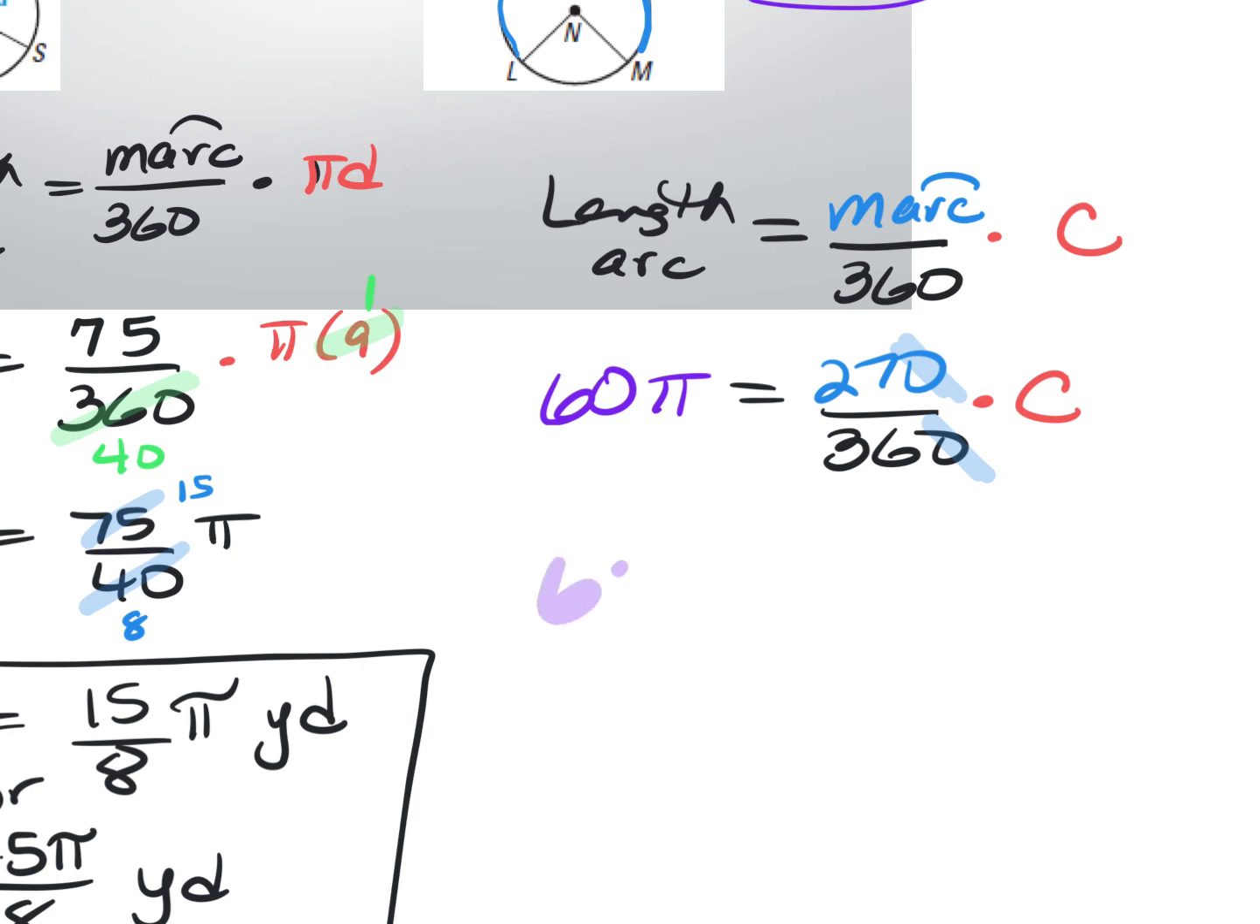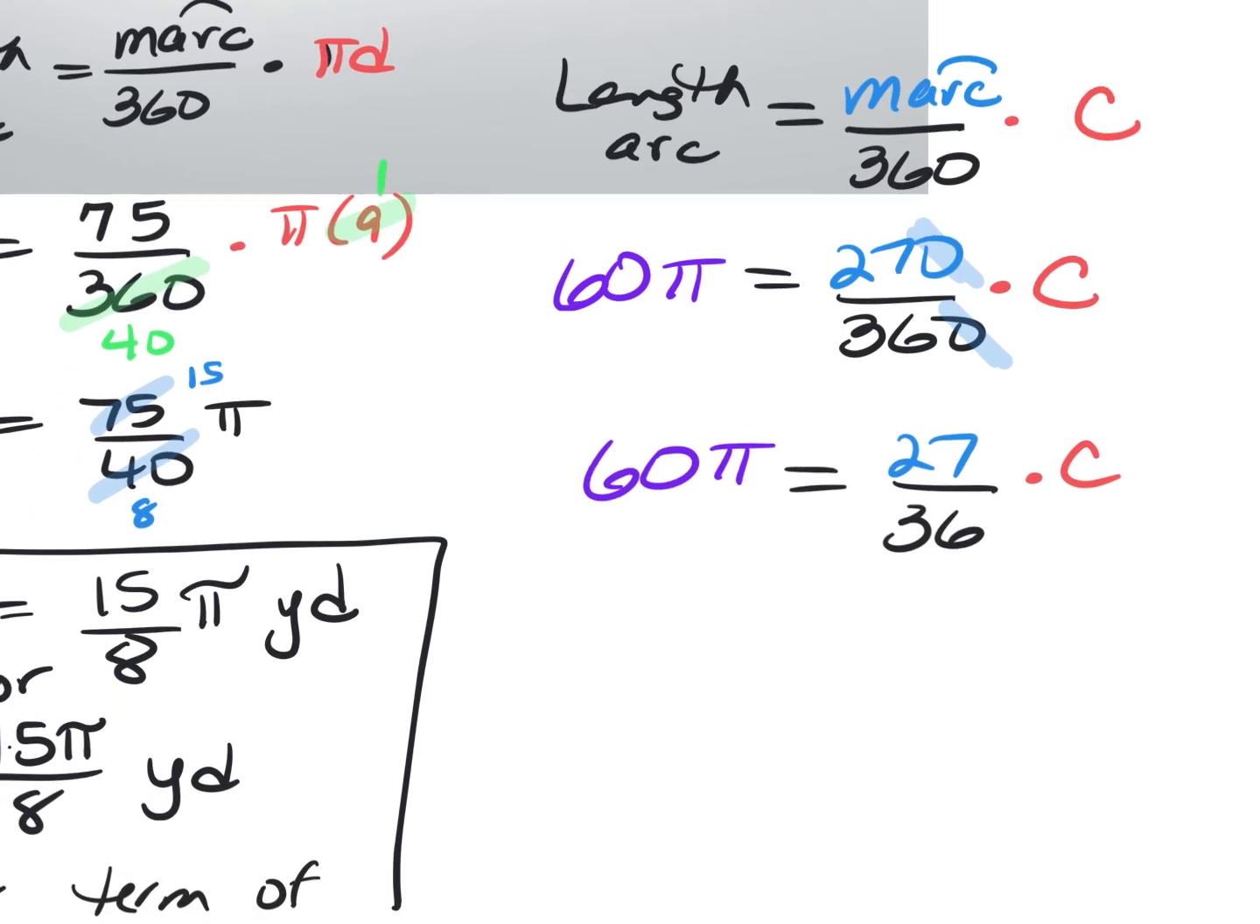So now I'm at 60 pi equals 27 over 36 times the circumference. I could still simplify my fraction a little bit more. I can divide them both by 9. This becomes a 3. This becomes a 4. So now I'm at 60 pi is equal to 3/4 times the circumference.